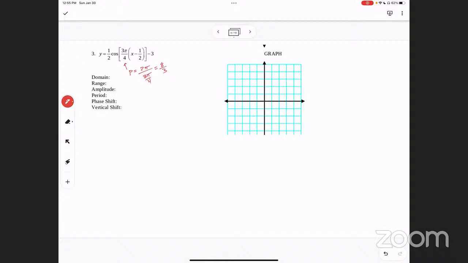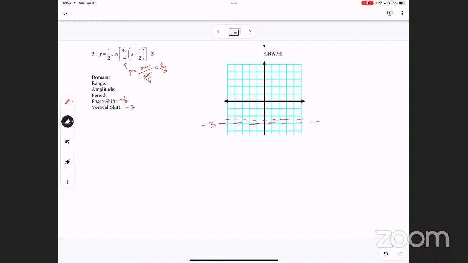So that's your period. Your phase shift is -1/2. It's your C, right? It's this number here. Your vertical shift is -3, so you're going to start at -3. You're going to go down here. Your amplitude is 1/2, so that means you're only going up 1/2 from that -3. So your top point is right here. You see how stupid this is?